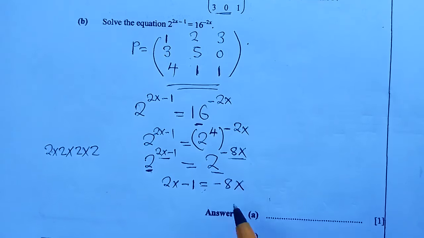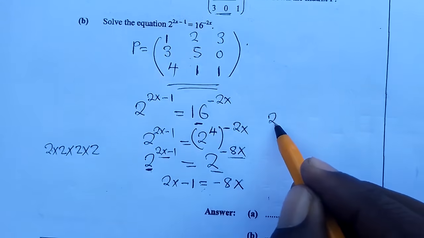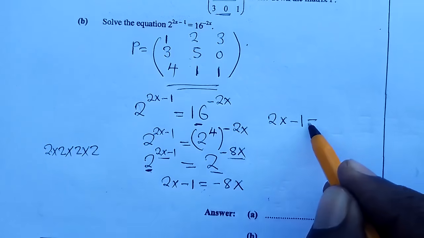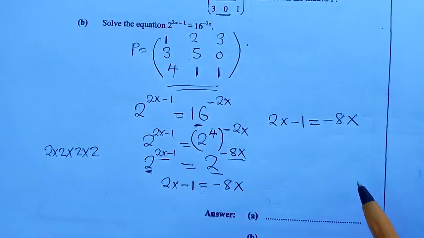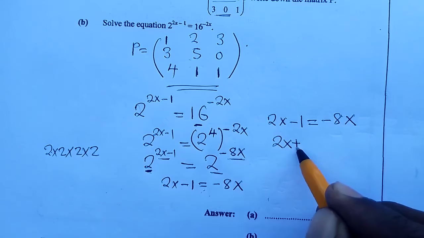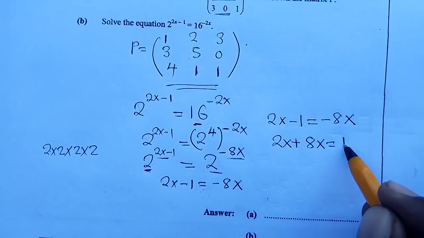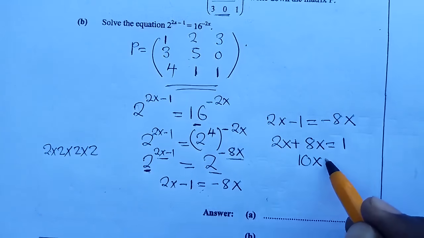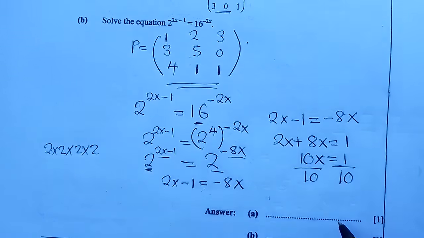This is what I've just done. This is an equation. You just group like terms. So it is 2x minus 1 is equal to negative 8x. When we group like terms, this one comes inside. We are going to have 2x plus 8x, which is equal to, the 1 goes that side, 1. So we're going to have 10x is equal to 1. You divide both sides by 10.